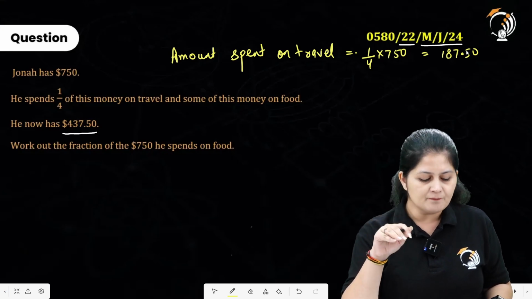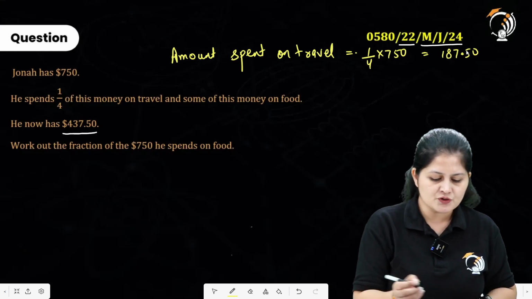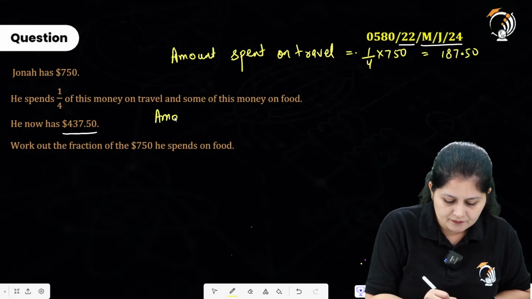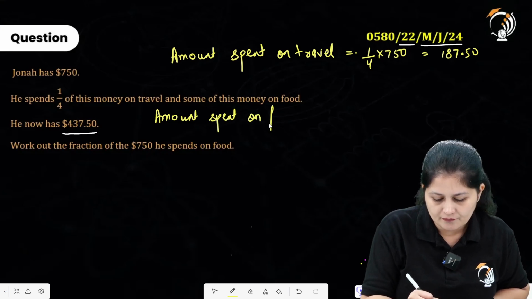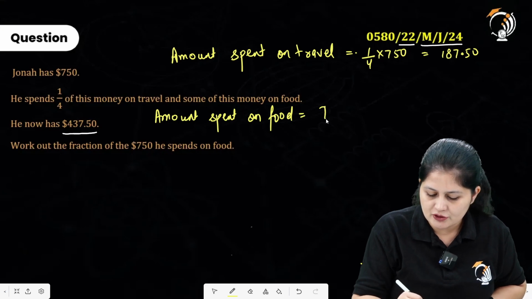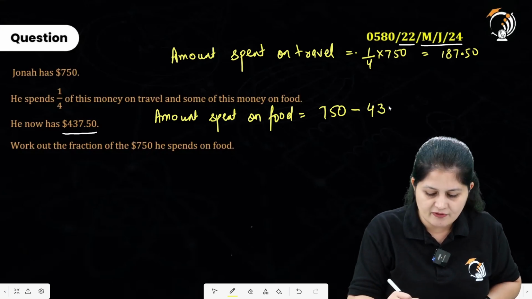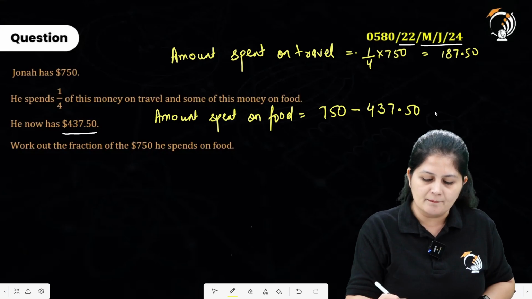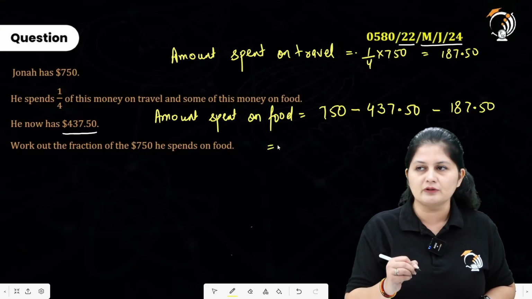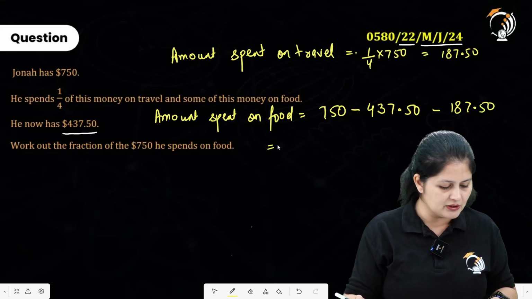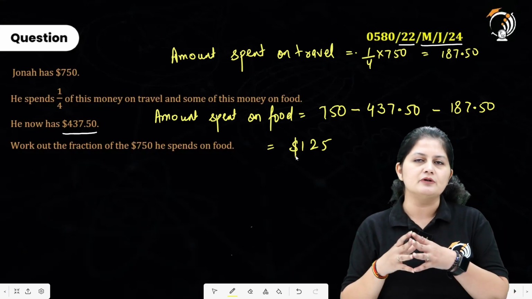Later on, we are being provided with this information that he still has $437.50. Clearly, whatever the rest of the money is, it has been spent on food. So the amount spent on food will be the total amount minus the remaining amount that he still has, which is 437.50, minus the amount that he has spent on travel. So let's do the calculation. We are getting this as $125. So that is the amount he has spent on food.